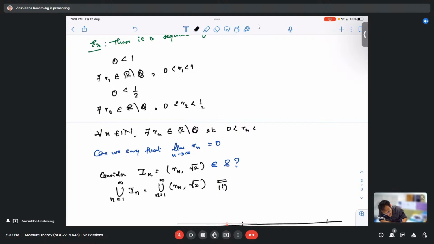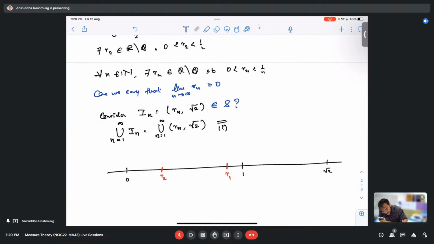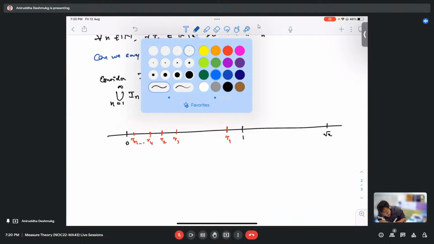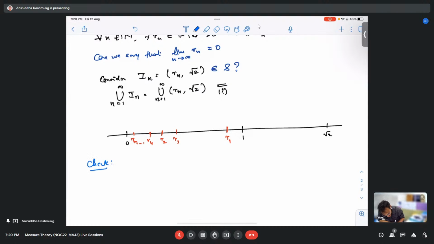No worries, half and then 1 by n. So somewhere here was R2. Maybe R3 is here, R4 is here. But what happens is after a certain time, Rn comes very close to 0, right? Yes, sir. So you can check the fact that for every positive x, you can always find some n such that Rn is strictly less than x. And this simply happens due to the Archimedean property.